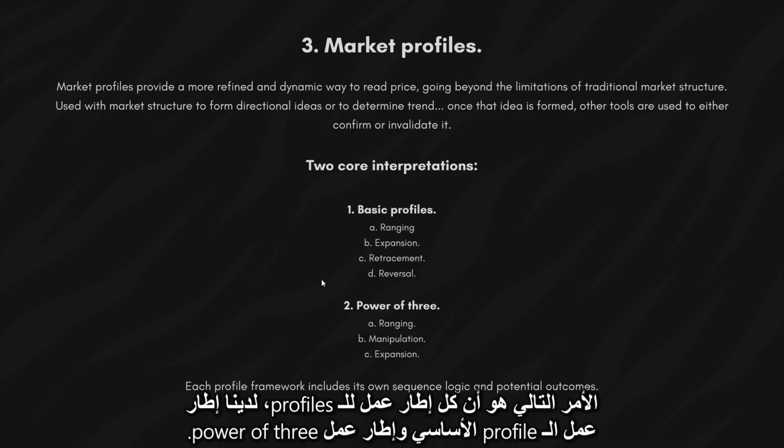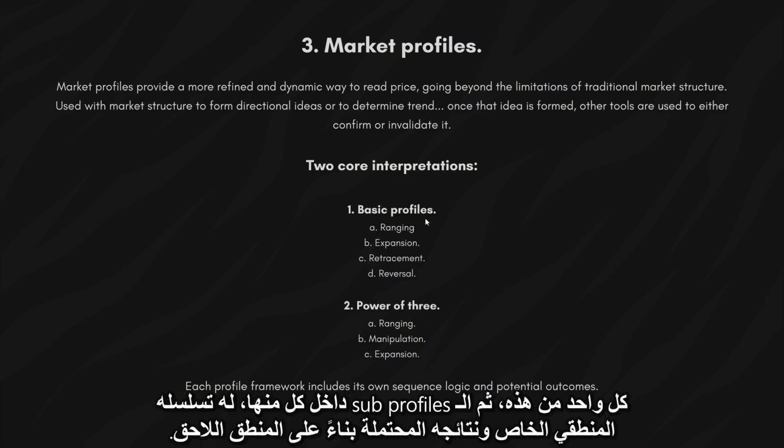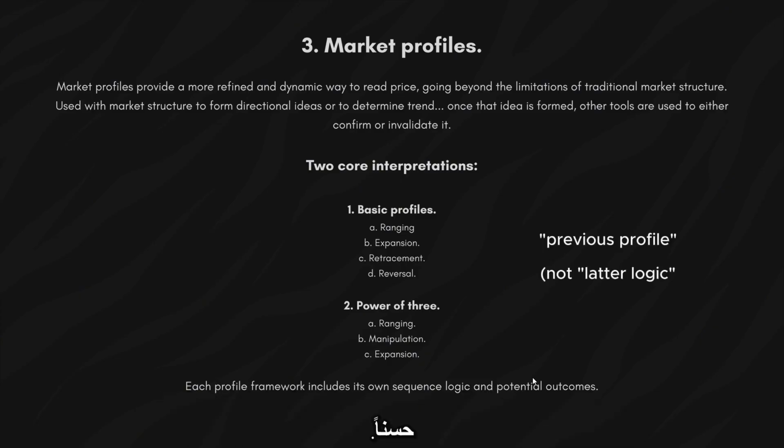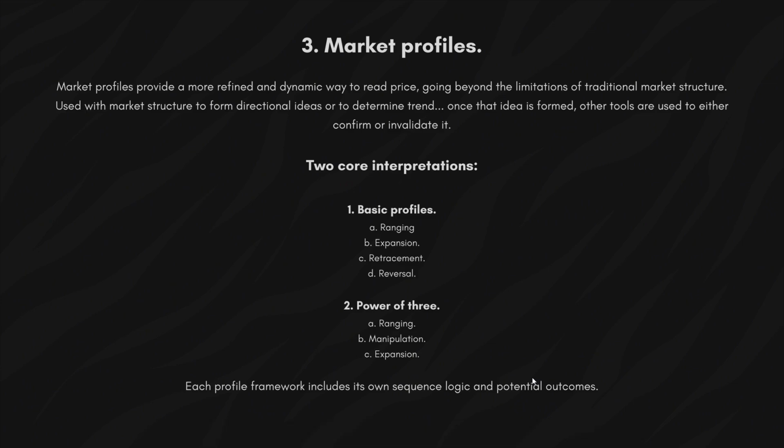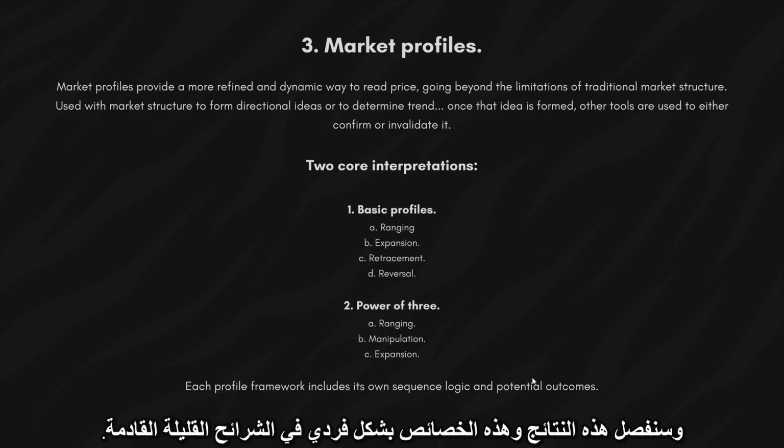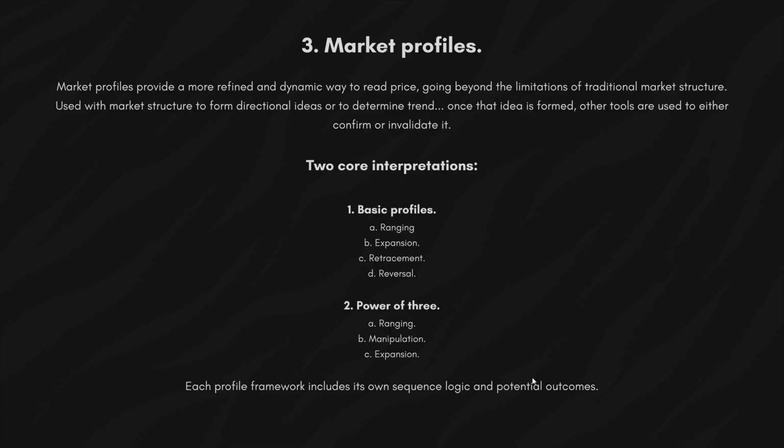The next thing is that each profile framework, right? We've got the basic profile framework and the power of three framework. Each one of these, and then the sub profiles within each one of them, have their own sequence logic and their own potential outcomes. They've got their own pattern of behavior and their own set of likely outcomes. And we'll break these outcomes and characteristics down individually in the next few slides.